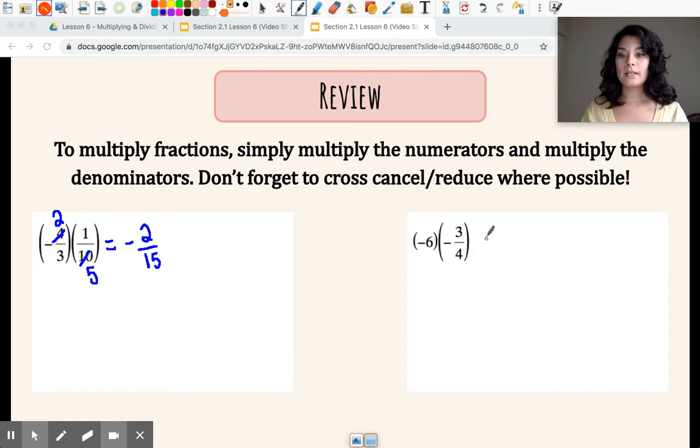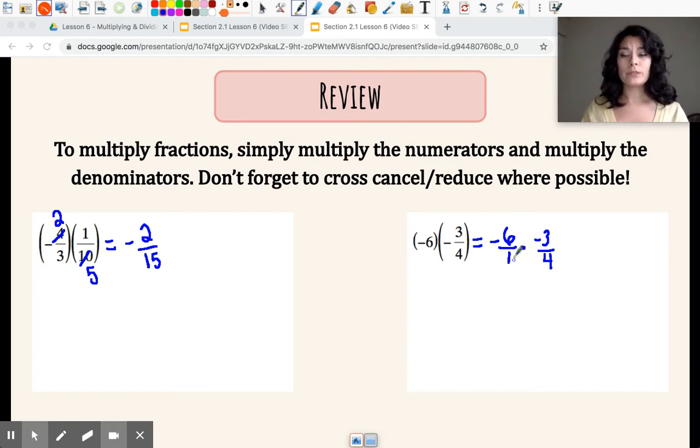For ones like number 2, if you have an integer involved, I think the easiest way to do this is to simply rewrite that integer like a fraction. So take the -6 and simply put it over a 1. You can do this with any integer. You can always put an integer over 1 to make it look like a fraction. And then I'm just going to copy the other fraction. And now I can look for things to reduce.